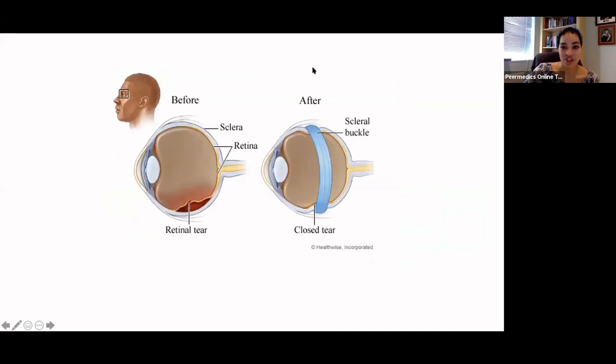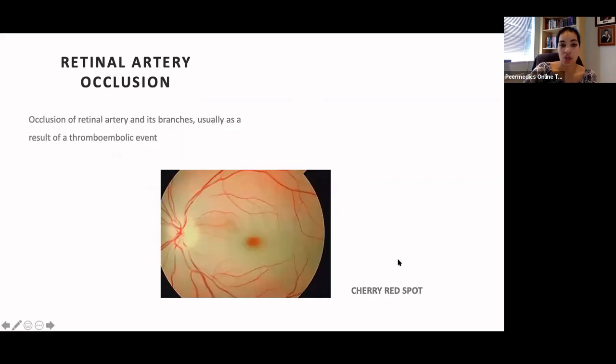Okay, and again, this is the surgery we talked about. So you're going to make a little buckle around the eye, and hopefully it will compress it and bring the torn bit of the retina back towards the actual layer that it's been torn from, and heal. So, retinal artery occlusion, the buzzwords, we're going to speed it up now because I don't want to keep you for too much longer.